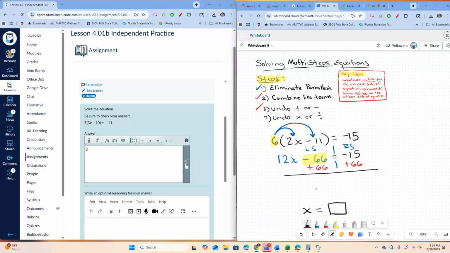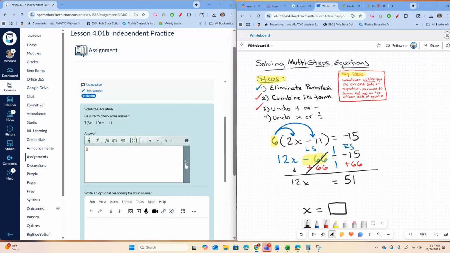Let's put the long line. Drop the 12x. Minus 66 plus 66, that's 0, but we do not write the 0. We just cross it out. Equal, and then -15 plus 66. I believe that's going to be 51. Let me make sure. Yep, 51. And now we're going to do the next step.